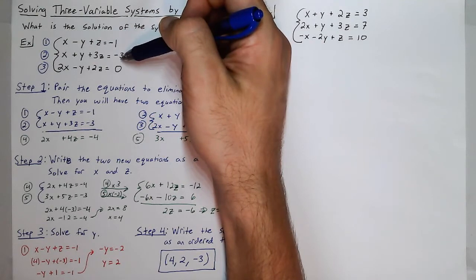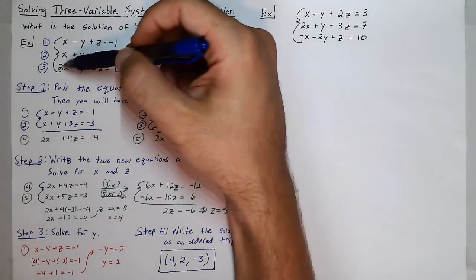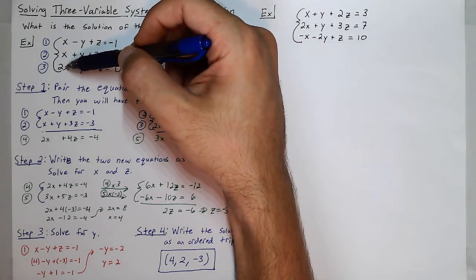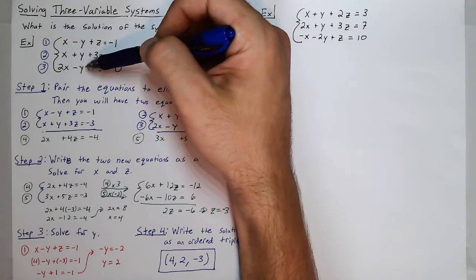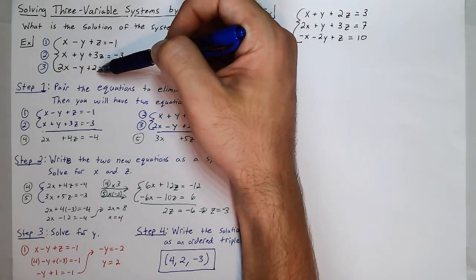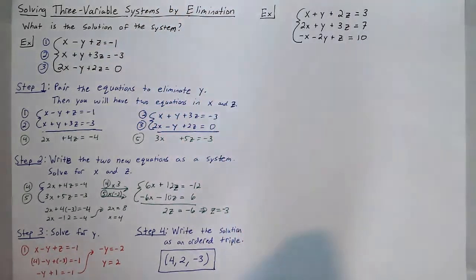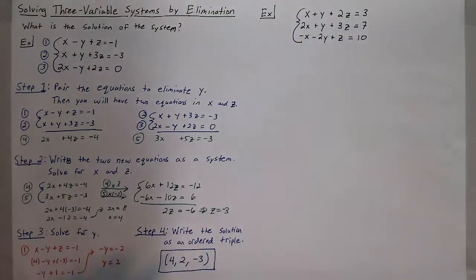And just for the bonus of it, if I plugged it into here, 2 times 4 is 8, minus 2 is 6, plus 2 times negative 3, which is plus negative 6, which would give me 0. And that's just the way you can check your solution when you're done, just like with two variable systems. Now let's try one more example.